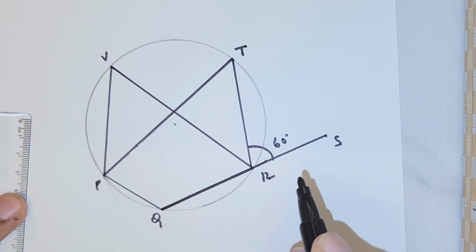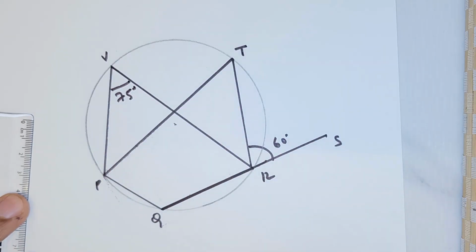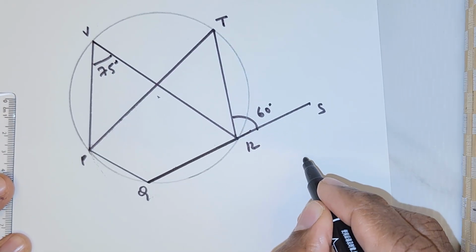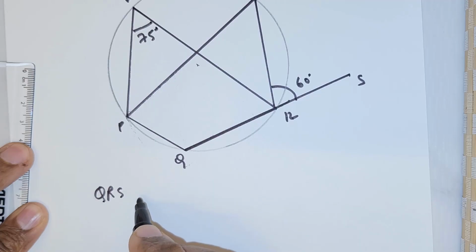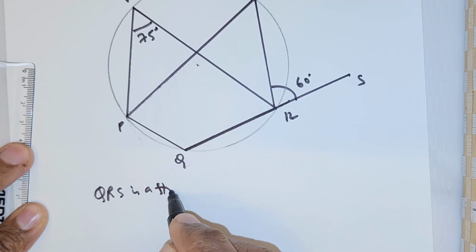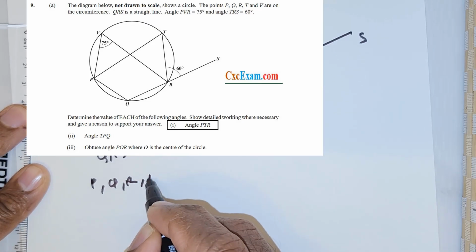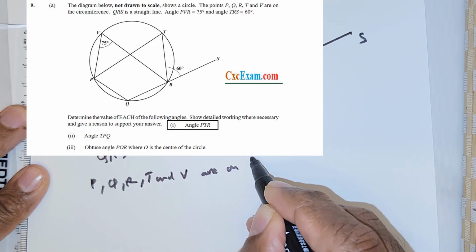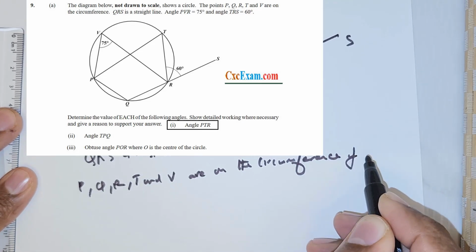This angle is 60 degrees. This angle is 75 degrees. Now we are asked to find, of course we are given the following information. We are given that QRS is a straight line, and P, Q, R, T and V are on the circumference of the circle.